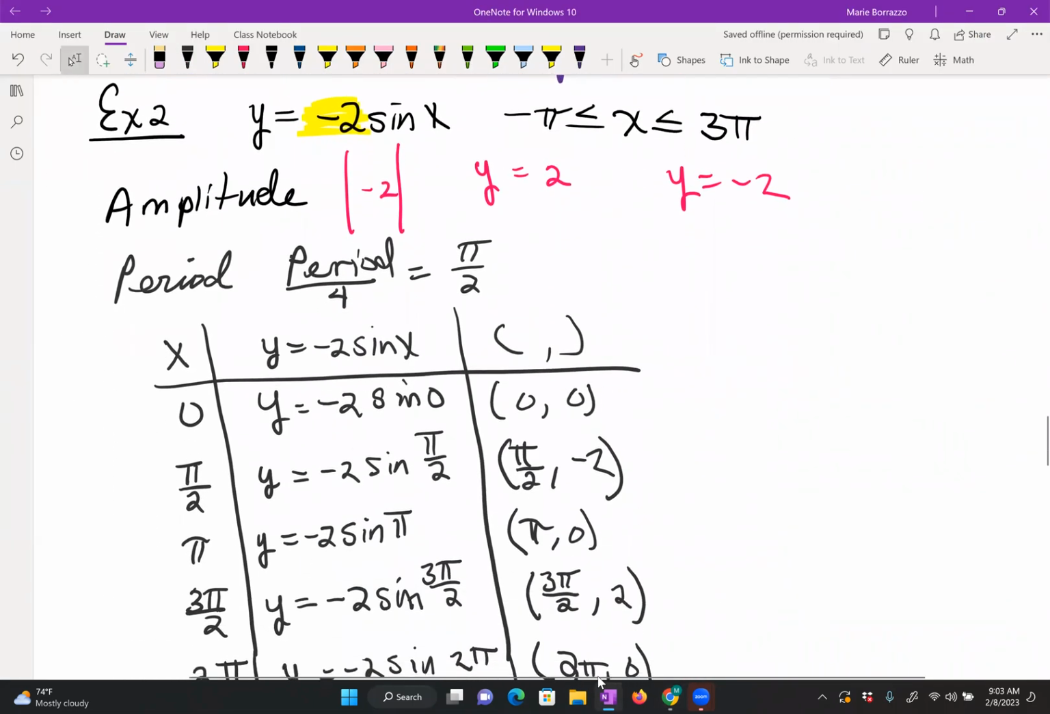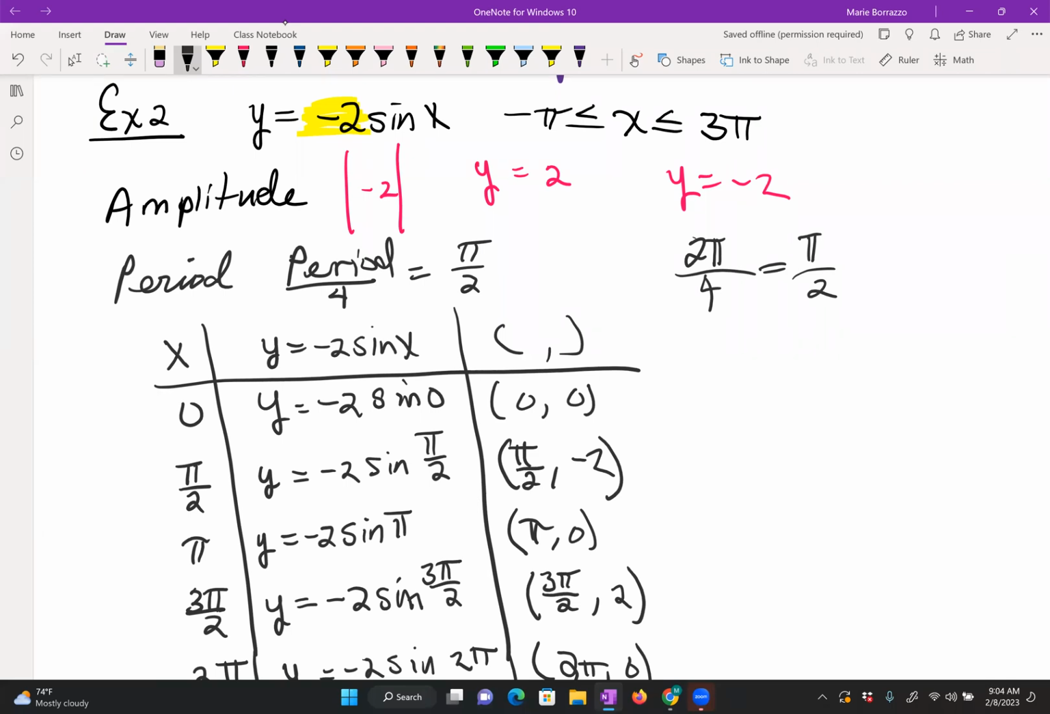Okay, example 2. Now this one, I asked you to go from negative pi to 3 pi. We're still in sine, so it's still a period of pi over 2, right? Because 2 pi over 4 gives us pi over 2. That's how I got this. Because remember, for sine, the period is always 2 pi, so 2 pi, the period, divided by 4 will result in pi over 2. That's it. All right, and same thing goes here.